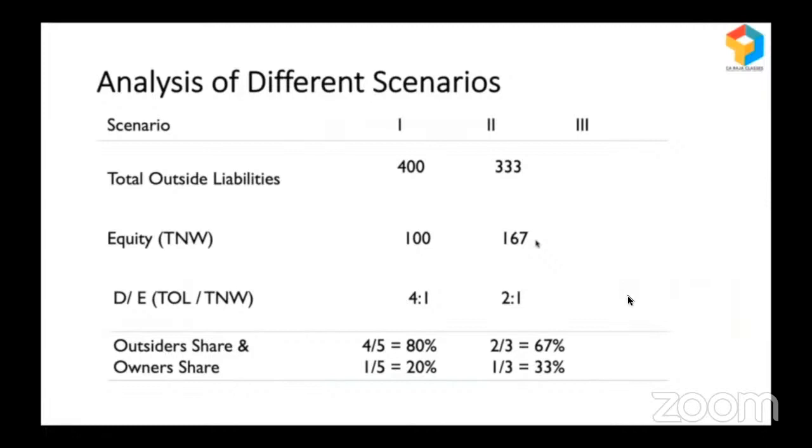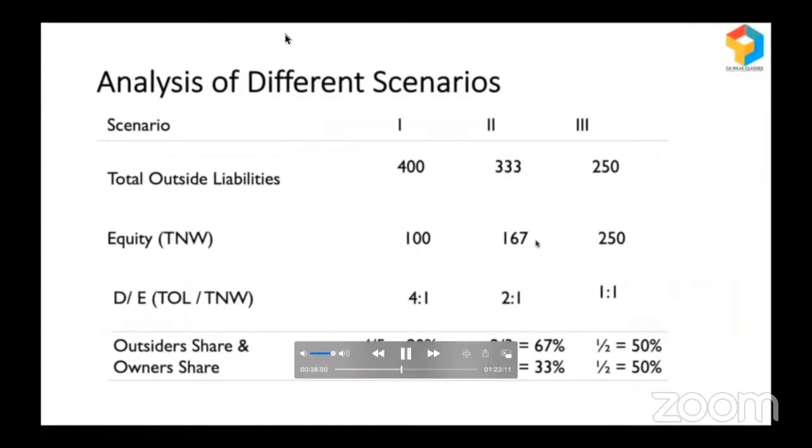business is more promising. Let me take you through scenario 3, where total outside liabilities are 250 and equity is 250. Again, I have maintained the total as 500, but I have changed the proportion. So what is the debt equity ratio now? 250 by 250, it is 1:1. It means if this business is raising 2 rupees, 1 out of 2, that is 50% share, is coming from outsiders, and 1 out of 2, 50% share, is coming from owners.